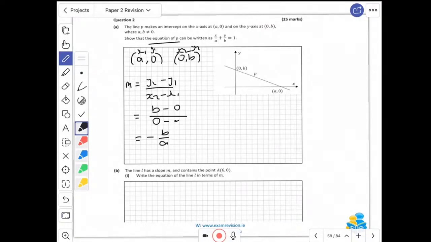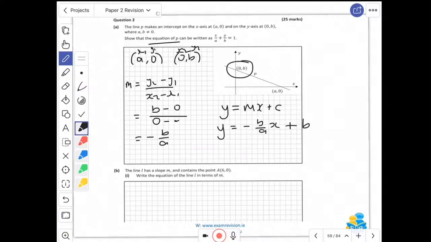So if you did y equals mx plus c, you're going to say y is equal to minus b over a, x, and then because the y-intercept is b, I can just say plus b. So y is equal to minus b over a, x plus b. Now, that doesn't look exactly the way I want it to look right now. What we want is to have x divided by a, and y divided by b.